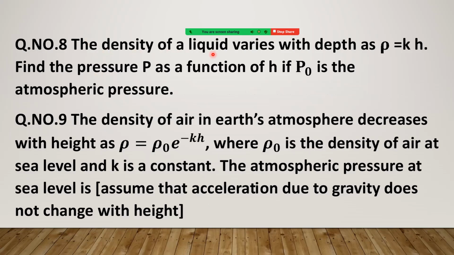The density of a liquid varies with the depth as rho equal to k into h. Here h stands for depth. Find the pressure P as a function of h if P naught is the atmospheric pressure. So in this case, density is not the same everywhere. It is changing with the depth, and that is given. Let us see how to find the pressure.